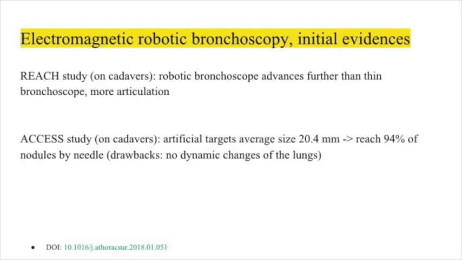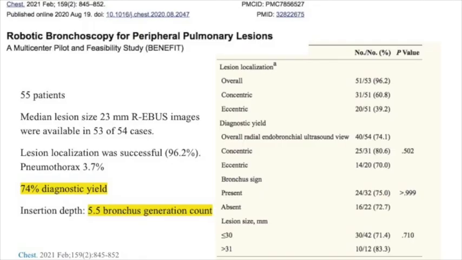The first cadaver studies for this robotic system were published around 2018. The Rich and ACCESS studies proved that this robotic system was able to reach further inside the lung compared to the thin bronchoscope because it has a lot more articulation. The ACCESS study proved that 94% of the targets, with an average size of 20.4, were reached with the needle. Moving on to more evidence.